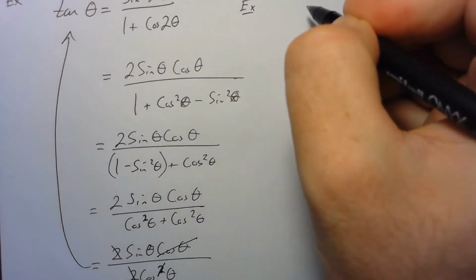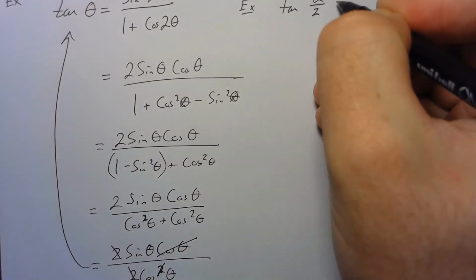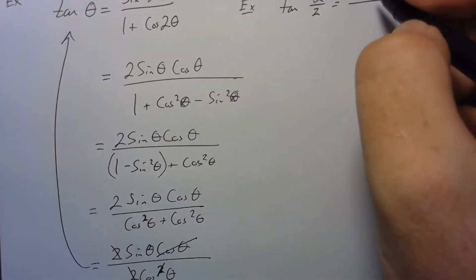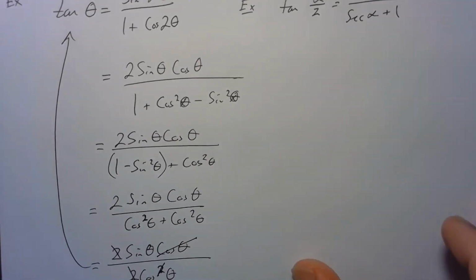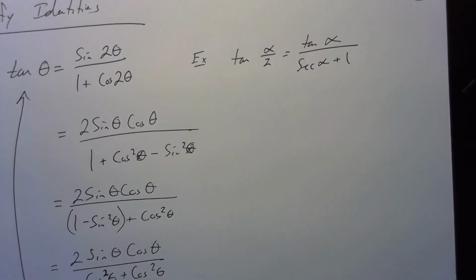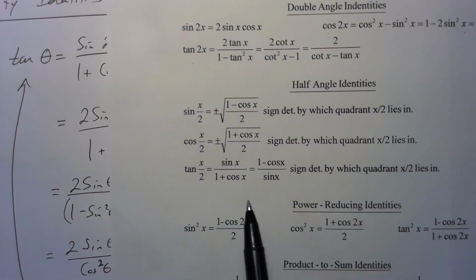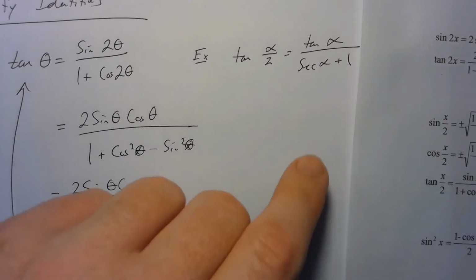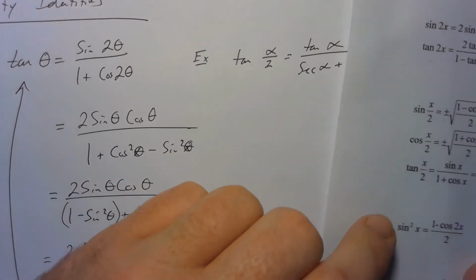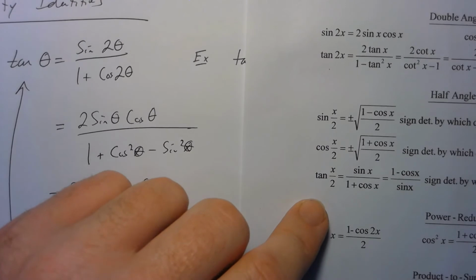Let's look at another example. Tangent of alpha over 2 equals the tangent of alpha divided by the secant of alpha plus 1. Now this one might look a little bit more complicated to work with, but the steps that we're going to take are still seemingly straightforward. The first thing I'm going to note is that the tangent of alpha over 2 has a half angle identity in there. I'm also going to note that it's not one of the cases that are actually on my identity sheet, which is good, because otherwise I'd have to use previous identities to prove that identity, and I don't really want to have to do that unless I absolutely have to.